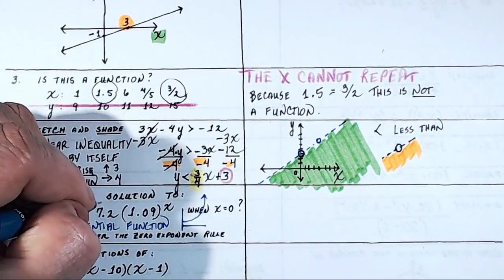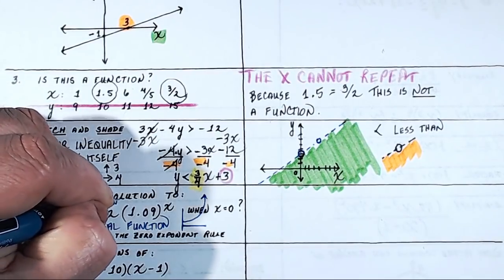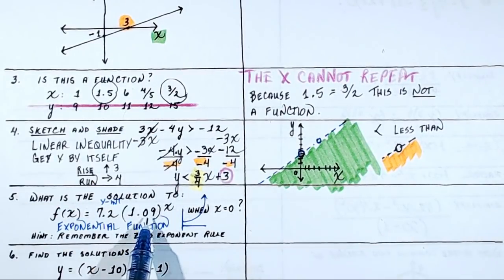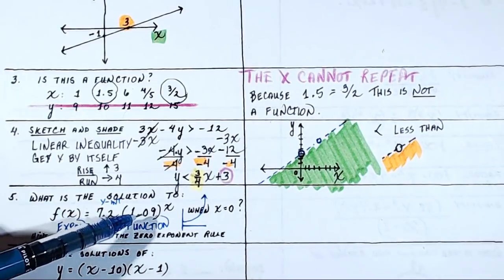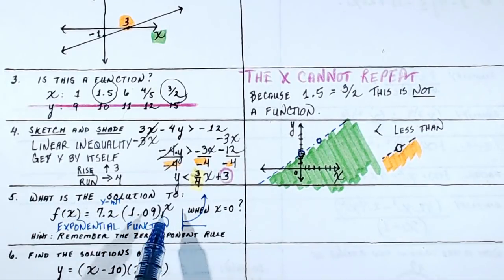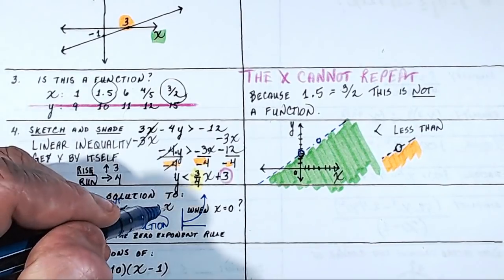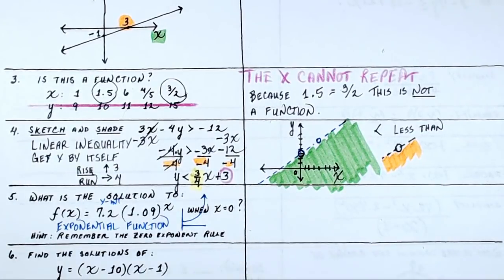7.2 is the y-intercept. And the rate here, 1 plus r, so it's 1.09. That must mean the rate is 0.09, which as a percentage would be 9%. So starting at 7.2, this grows at 9%. Okay, and then x is the exponent. This is going to be some kind of time or independent variable.